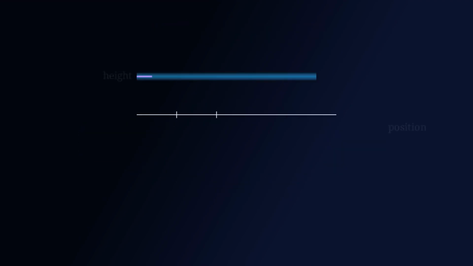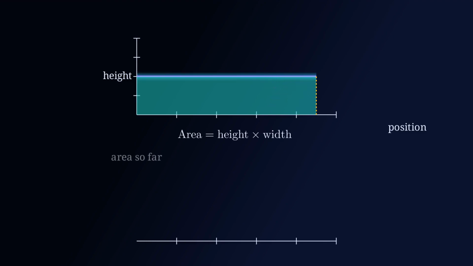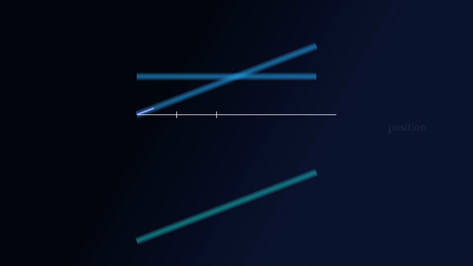Let's test all of this on the simplest possible curve, a flat, horizontal line at constant height. The area under it, up to some position, is just a rectangle. Its area is that height times how far along we've swept. Plot that area against position and you get a straight, upward slanting line, because the area grows at a steady pace. And what's the slope of a straight line? A constant. Sure enough, that constant equals the height of our flat curve. It checks out perfectly.